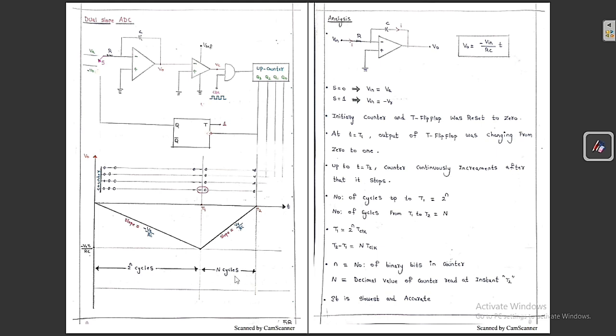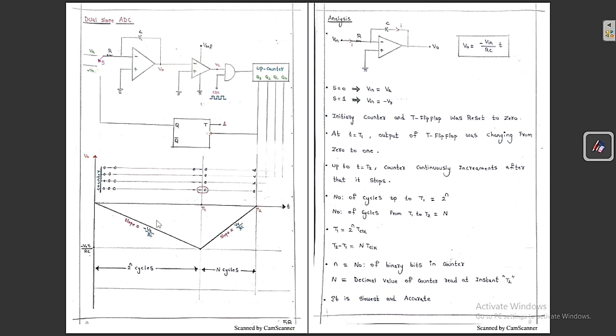From here to here, let me assume these are the n cycles, some n cycles. So within these n cycles, it is going to get stopped. So from here to here, let me assume these are the n cycles. So what is the maximum value? This maximum value is nothing but at T1. At T1, what is the value? Substitute in this expression.